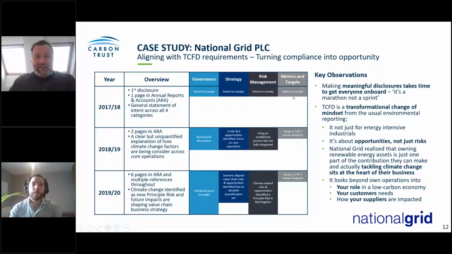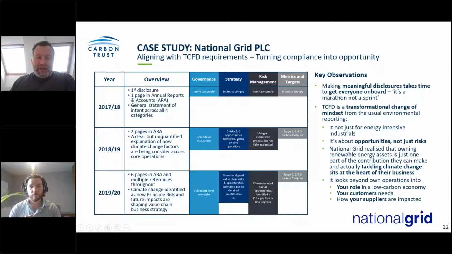And you can see there that right at the start, their first disclosure was basically just a clear intent to comply with the recommendations. Then as time has gone on, and as they've worked through what the implications of climate change are to their business and how it overlays onto their business model, their value chain, and how they create value, we've seen the levels of disclosure increasing over time. So you can see in 2018-19 versus 19-20, say under governance, at first they highlighted that, yes, we're having board level discussions around climate change. By last year, it was clear that they now had full board level oversight.